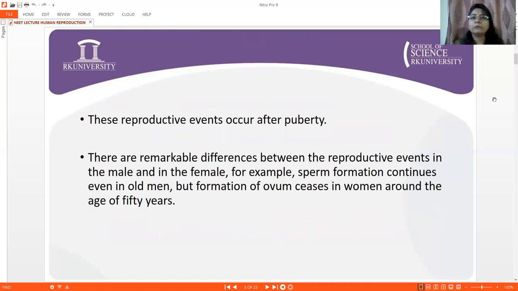The reproductive events in the human body occur in the puberty stage. And there is a remarkable difference between the reproductive events which take place in the male and in the female. For example, sperm formation is continuous even in old men, whereas in women, the ovum formation ceases around the age of 50 years. So this is not a continuous process.